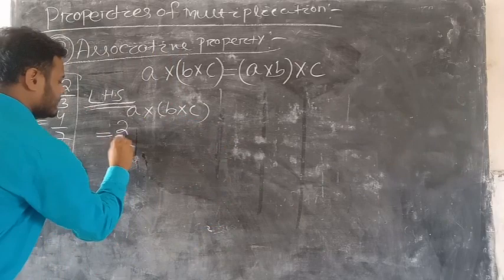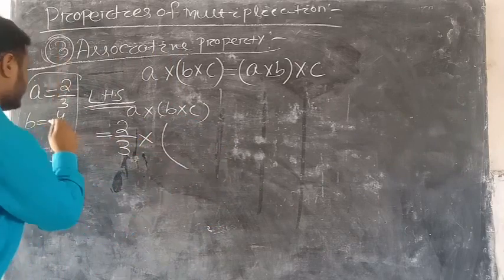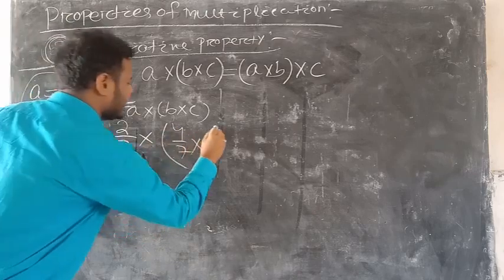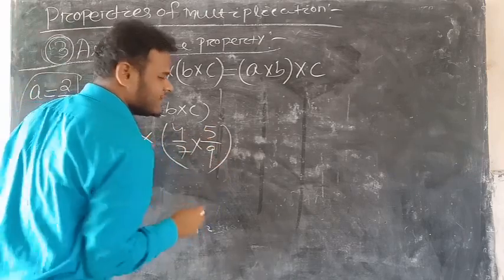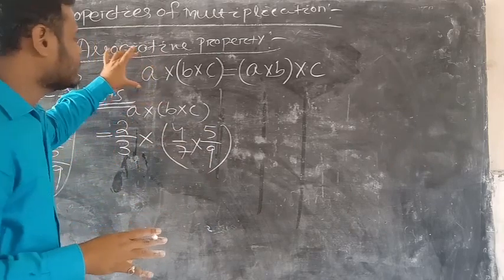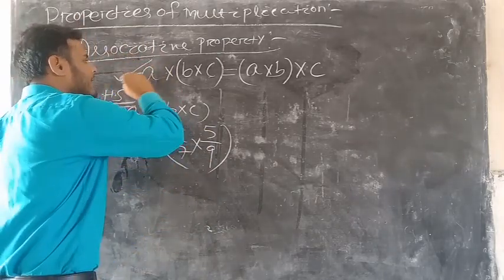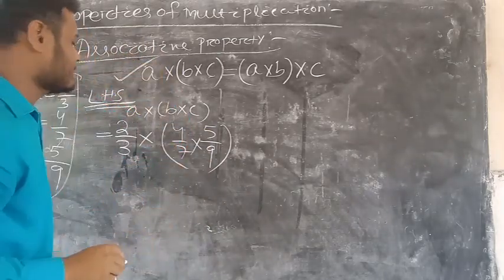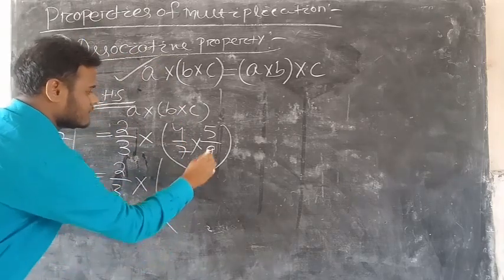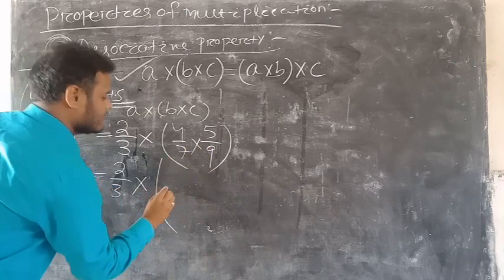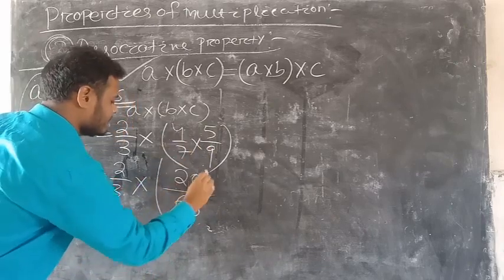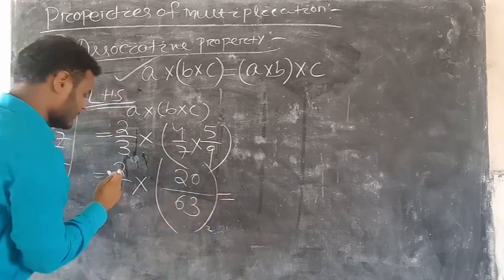A is 2 by 3, B is 4 by 7, C is 5 by 9. These are the very simple things. You should remind the concept, and you should remind this heading line. What it says is equal to 2 by 3 into 9 by 7 into 5 by 4, which is 63 and 20.